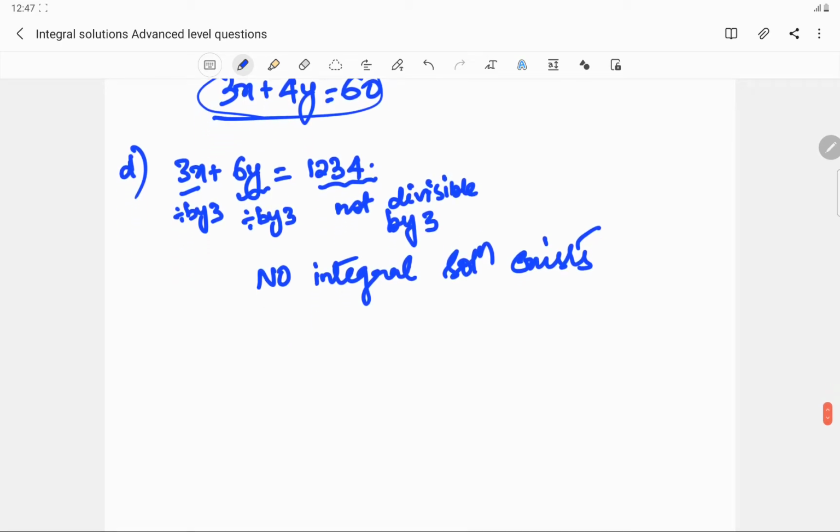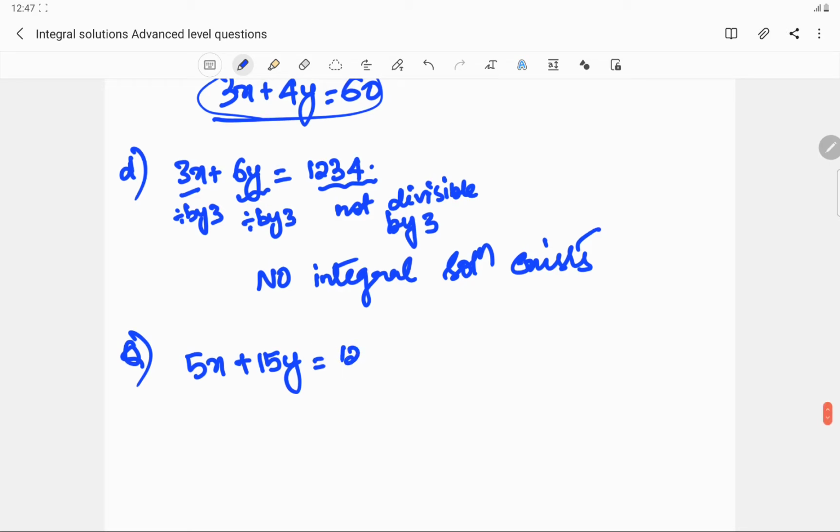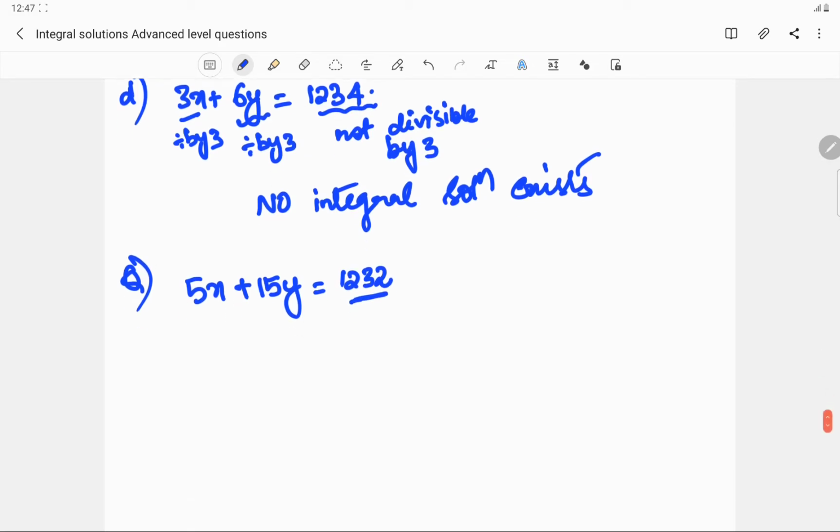Now let us look at another question. 5x plus 15y is equal to 1232. Again here, this should be divisible by 5, so there would be no value of x, y.